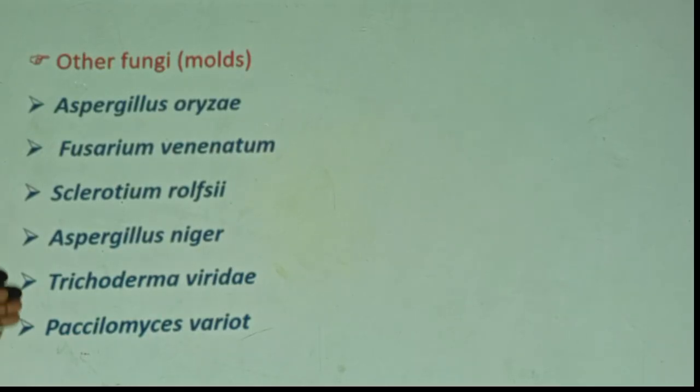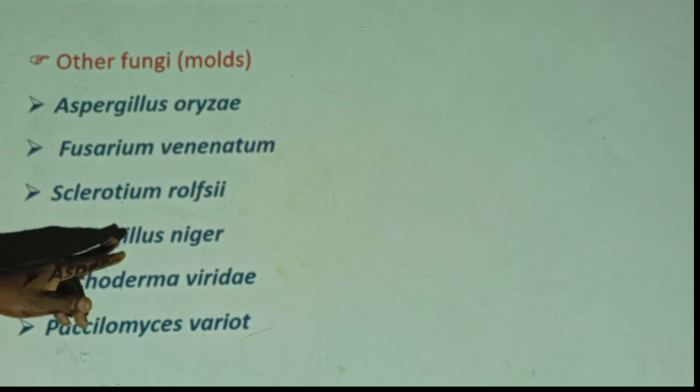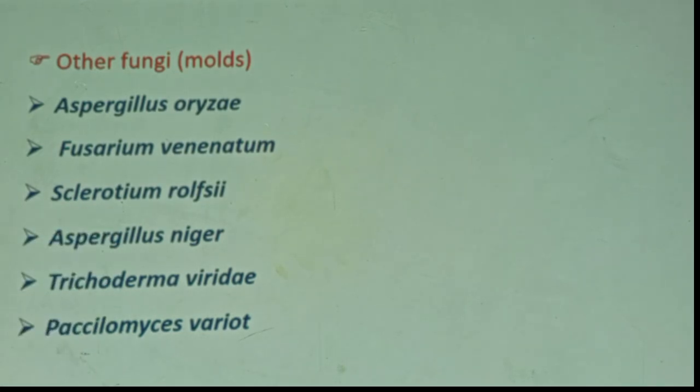From this group, these are the candidates selected as a source of especially protein, or nutrition as a whole, as a food source: Aspergillus oryzae, Fusarium venenatum, Sclerotium rolfsii, Aspergillus niger, two species of Aspergillus, Trichoderma viride, and Saccharomyces variety. These are the candidates, and there are many others.